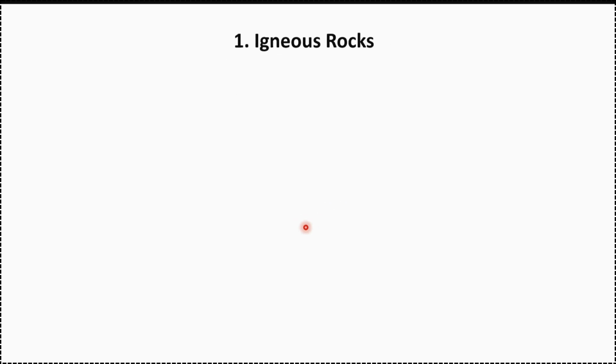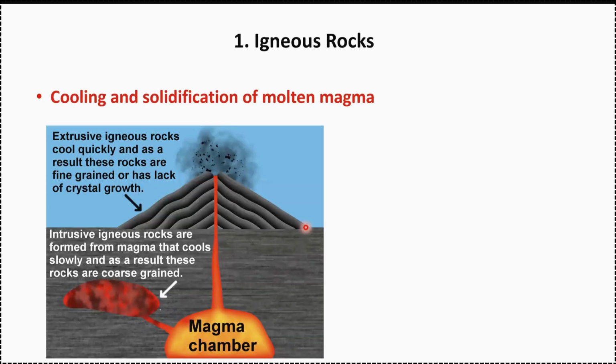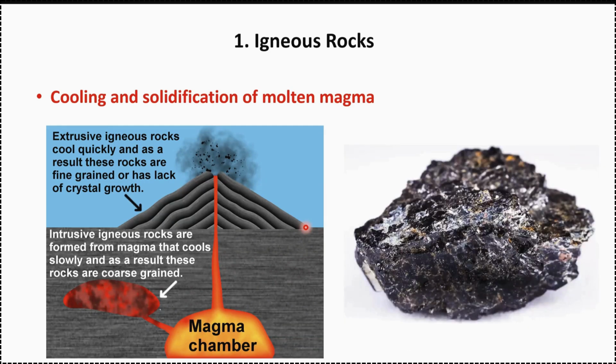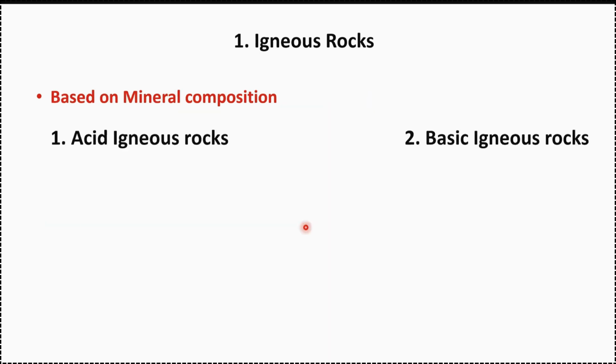Igneous rocks. These rocks are formed from the cooling and solidification of molten magma. They are formed way below the Earth's surface, and they are cooled and solidified over a long period of time. Hence, they are found with visible crystalline structures with no stratified layers or fossils. Based on their mineral composition, we can classify igneous rocks into acid igneous rocks and basic igneous rocks.